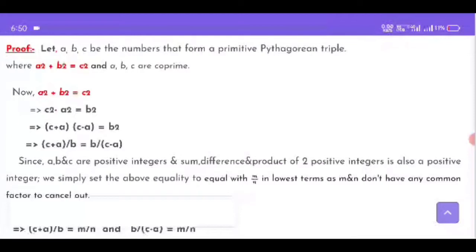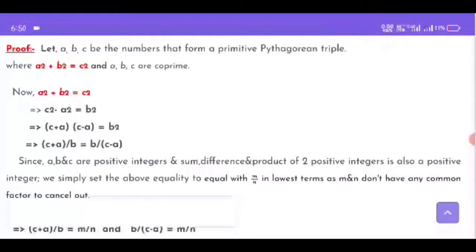Now a square plus b square equal to c square. Take a square to the right hand side, then it becomes c square minus a square equal to b square. This gives rise to (c plus a) into (c minus a) equal to b square. Thus, for b square you can write b into b. So (c plus a) by b equal to b by (c minus a).